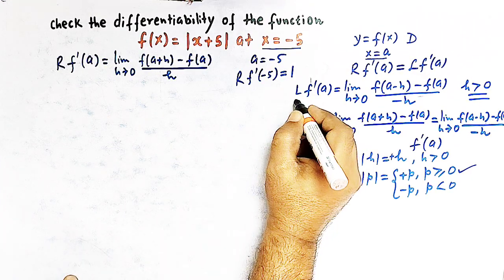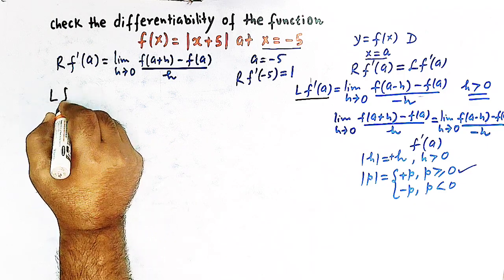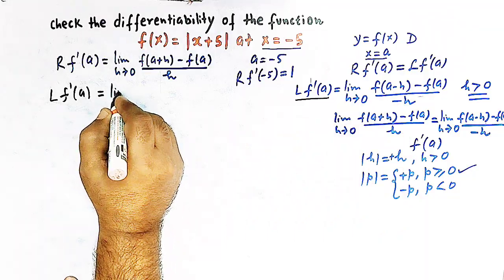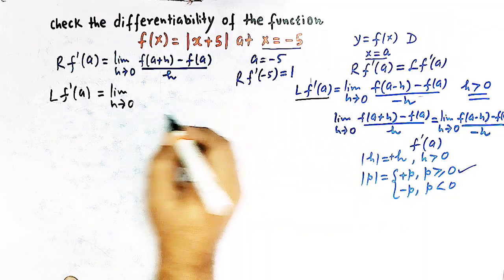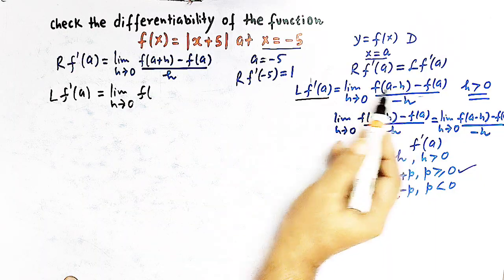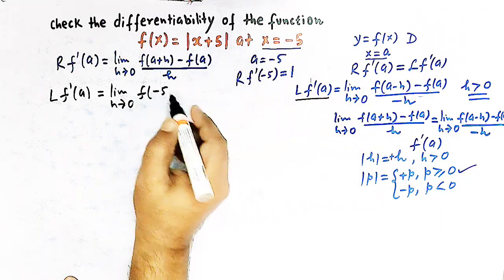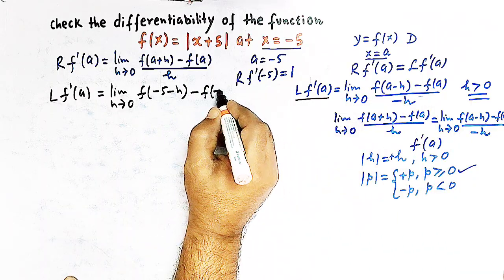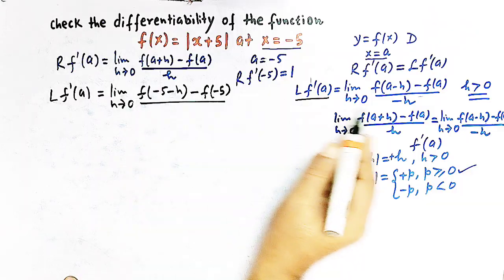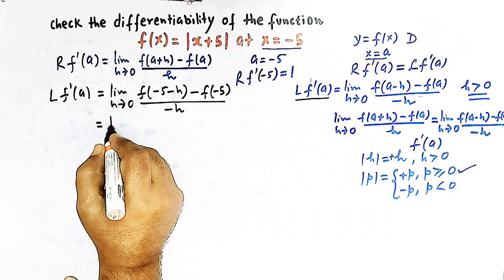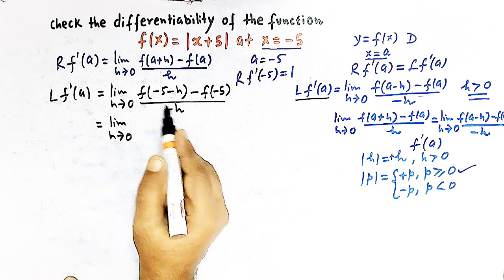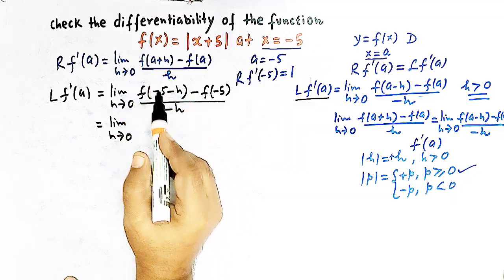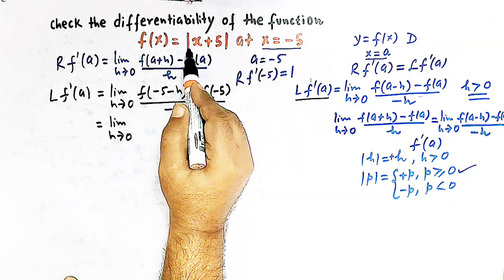So now let us find out the left hand derivative. So the left hand derivative is given by this limit. So we have limit h tends to 0, and we have f of a minus h. So a is minus 5, so we have f of minus 5 minus h, and then we have f of minus 5, and in the denominator we have minus h. So now we can write limit h tends to 0, f of minus 5 minus h can be obtained by replacing x by minus 5 minus h in this function.